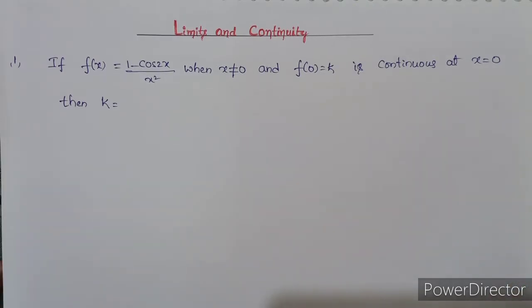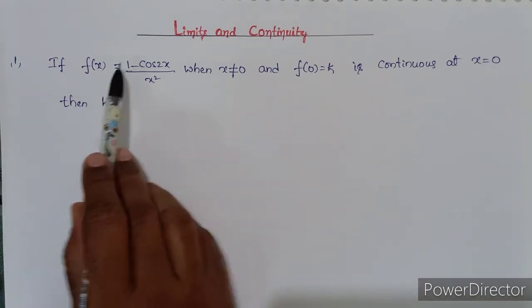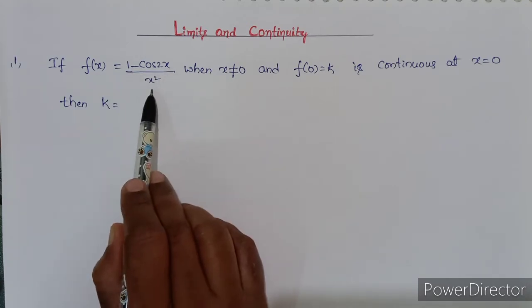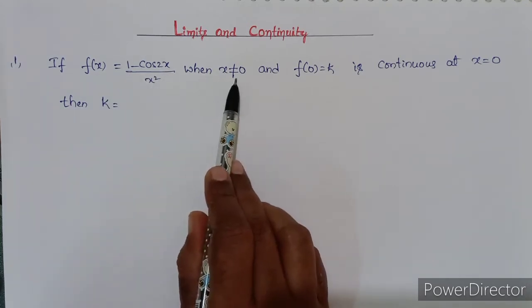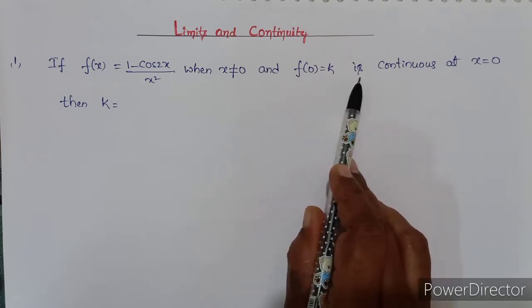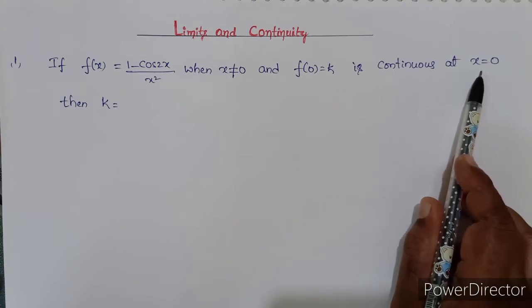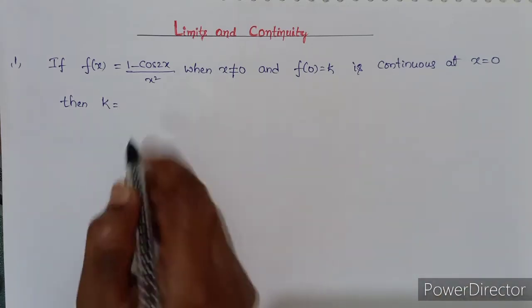Today we'll discuss some problems in limits and continuity. First problem: if f of x is equal to (1 minus cos 2x) by x square when x is not equal to 0, and f of 0 equal to k, this function is continuous at x equal to 0. Now we have to find out the value of k.